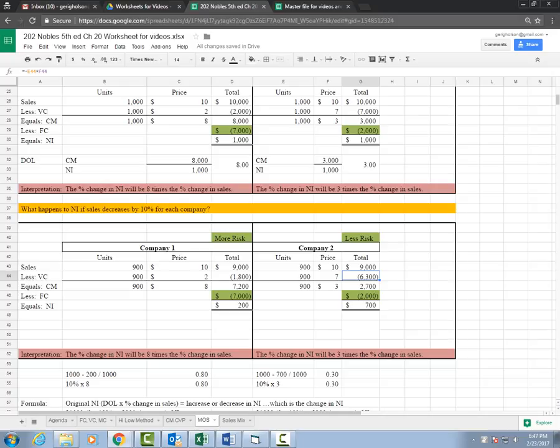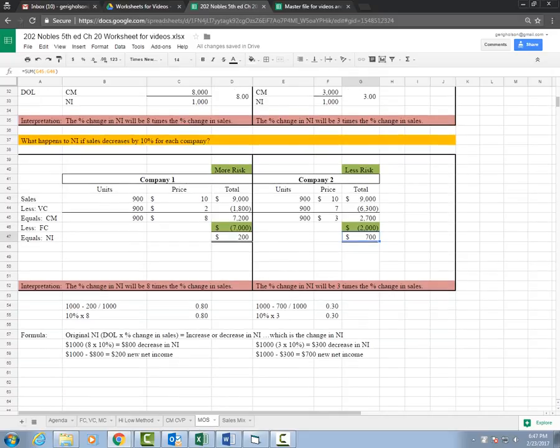So look at the difference in my contribution margins. For the riskier company, my contribution margin is $7,200. For company 2, it's $2,700. The fixed costs are $7,000, yielding a $200 profit, or they're $2,000, yielding a $700 profit. Well, this one looks better right now, doesn't it? Because it has more income with fewer units than this one does. Okay, so let's figure out this interpretation.